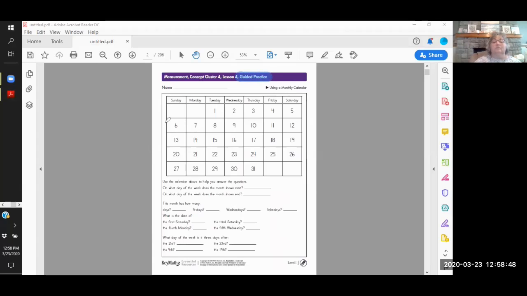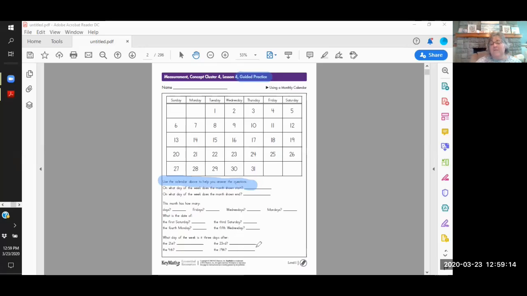These are super concise lessons, so don't skip over anything. This is using a monthly calendar. There's the calendar. Use the calendar above to help answer the questions on what day of the week does the month start. So go ahead and just do it line by line.